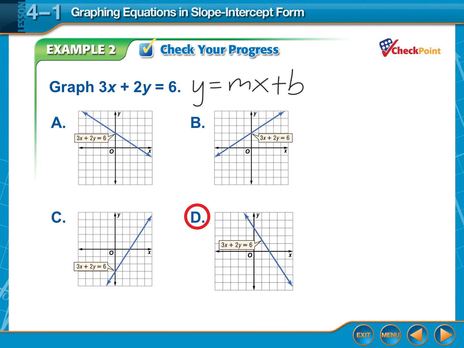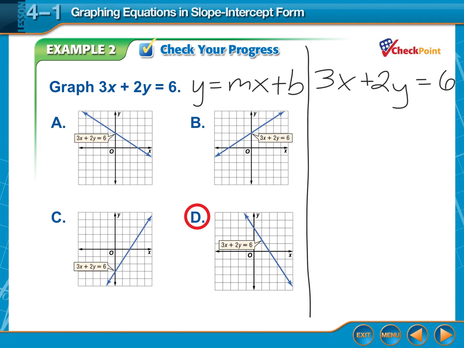So I'm going to rewrite here. 3x plus 2y. This is the major part of your lesson. We want to solve for y. What's my first step to get y by itself? Substitute 0 for x? Nope, we're not substituting anything. We're just getting y by itself. We're going to subtract 3x on both sides.